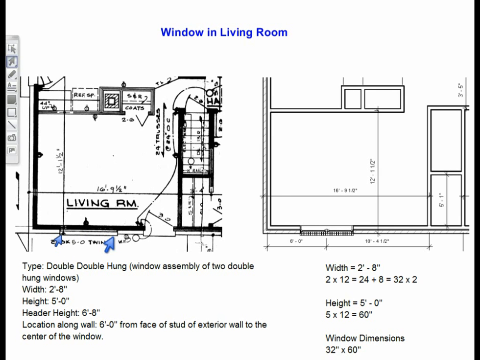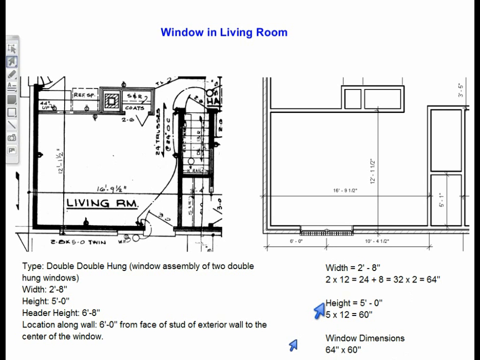In order to get the full width from left to right of this window, we will need to double this number. So we will take the 32 inches, multiply it by 2. That will give you 64 inches. So 64 inches is the actual width of the double hung window assembly.